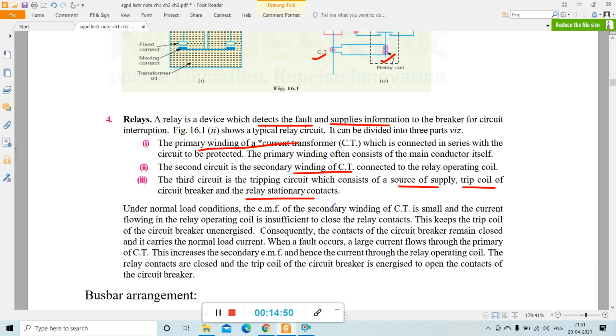Under normal condition, the EMF of the secondary winding of the CT is small and the current flowing in the relay operating coil is insufficient to close the relay contacts. This keeps the trip coil of the circuit breaker unenergized. Consequently the contacts of the circuit breaker remain closed and carry the normal load current. But when a fault occurs, a large current flows through the primary of the CT. This increases the secondary EMF and hence the current through the relay operating coil. The relay contacts are closed and the trip coil of the circuit breaker is energized to open the contacts of the circuit. So this is how the relay circuit operates.